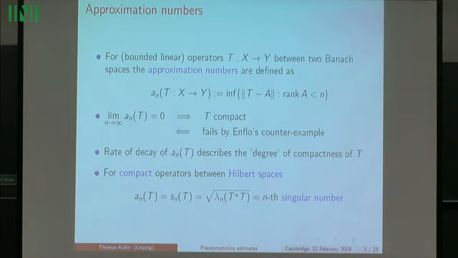We will be mostly concerned with the Hilbert space setting, and there we have an equivalence. Because for compact operators between two Hilbert spaces, the approximation numbers coincide with the singular numbers, and the singular numbers s_n of the operator T are defined as the square root of the eigenvalues of T star T in decreasing order. So T star T is a positive self-adjoint operator. The eigenvalues are positive reals, so we can order them.